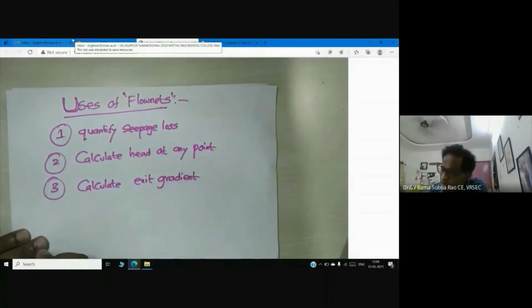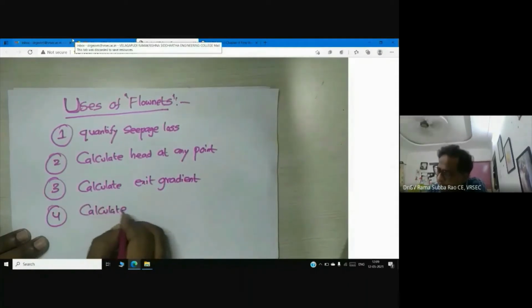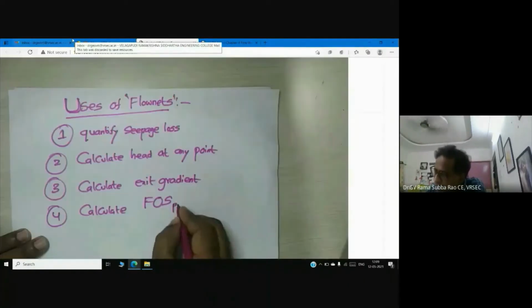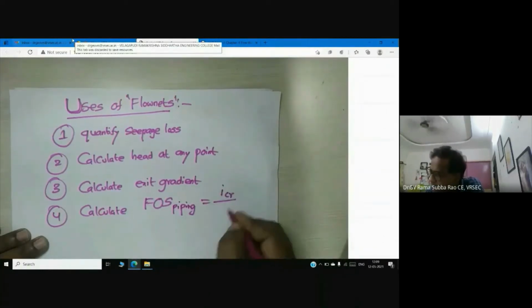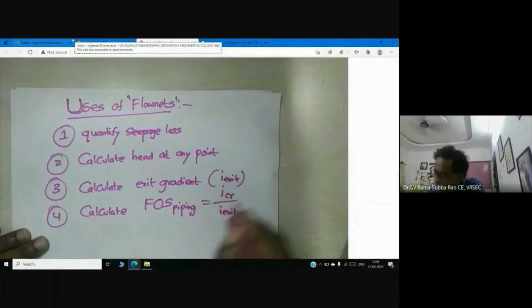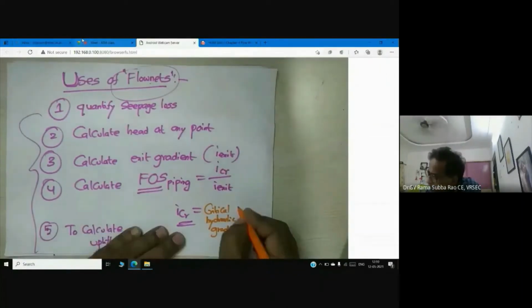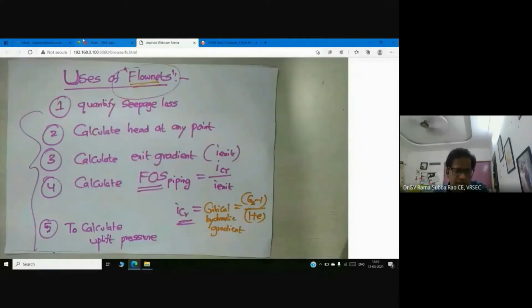And moreover, to calculate the factor of safety against piping. This we all know, i_cr by i_exit. Just like I told you what is i_exit. Now, can anyone tell me what is i_cr? It is (G minus 1) by (1 plus e). I think most of you are ready to answer. Then there is no issue now. So these are the basic fundamental applications of flow nets.